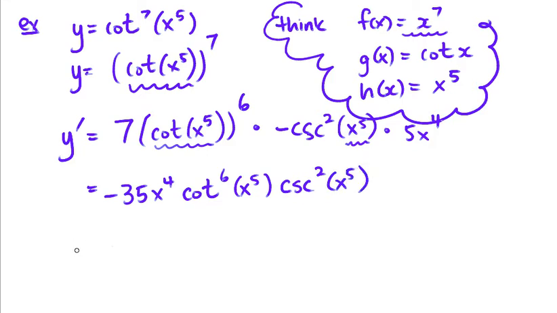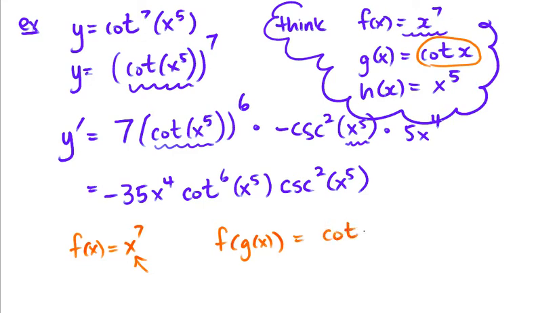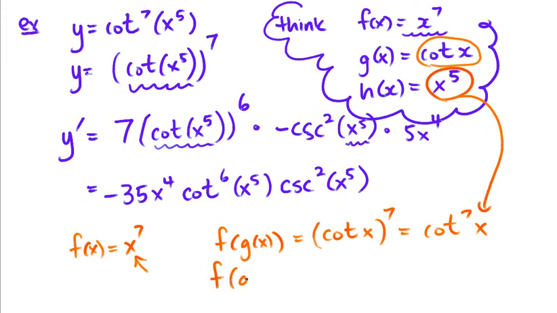Once again, I start off with my f of x being x to the power of 7. Then I plug in, it's not x to the power of 7, it's cotan x to the power of 7. So my function now is a bit more complicated. It's cotan x all to the power of 7, and then I plug this in for x, and so now I've got f of g of h of x, and that's equal to cotan x to the 5, all to the 7th.